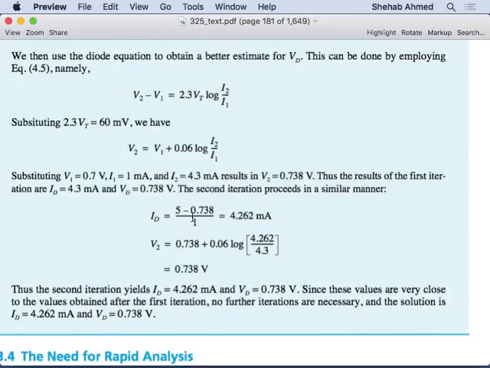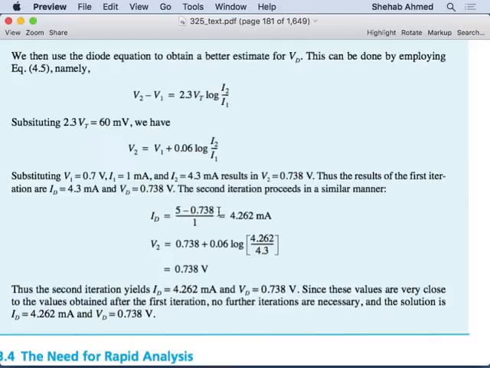You continue. In numerical methods, you always assume an initial guess for your parameters, and then you plug them into the equations that define your system and find a current. Then you plug and find the voltage, and then you plug again and find a current, using not the first 0.7 volt value for voltage. You can use 0.738 now, instead of 0.7, which was my initial guess, since it is my new guess that came out of my first iteration.